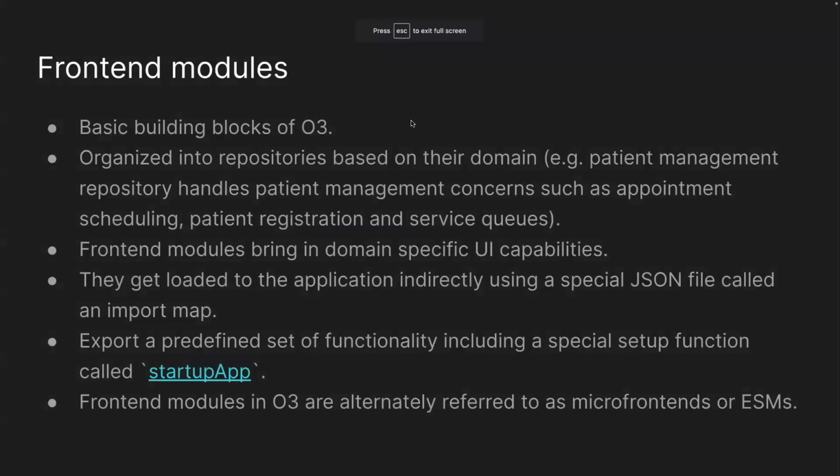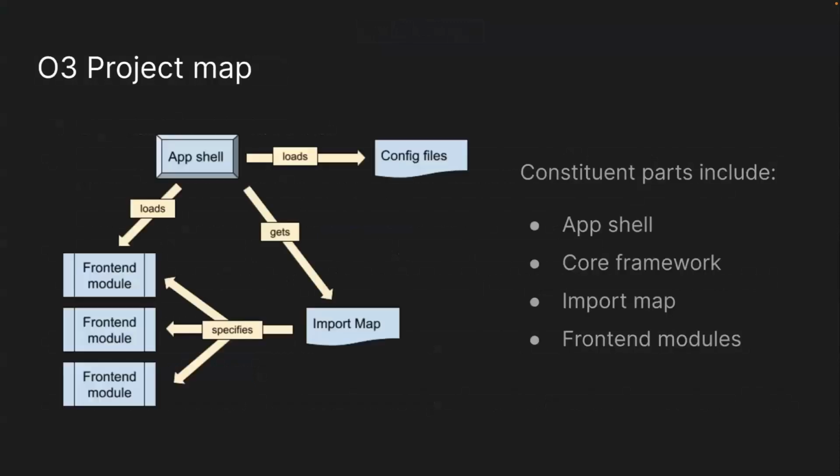So things to know about front-end modules, like the ones we just talked about, they are the basic building blocks of OpenMRS 3. They're organized into those big mono repos that we looked at just now, based on their domain. So patient management handles patient management concerns like appointment scheduling, patient registration, queuing. Front-end modules bring with them domain-specific UI capabilities. They get loaded into the app indirectly, actually, using a special JSON file called the import map. You'll remember in the previous diagram, the import map is specifying which front-end modules you want.